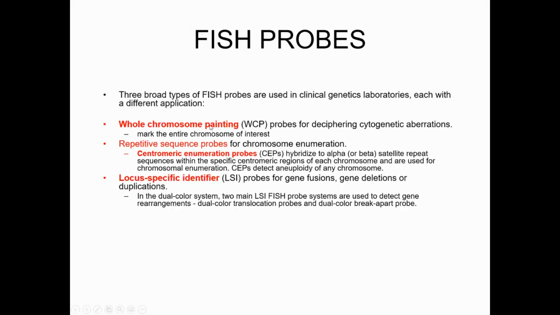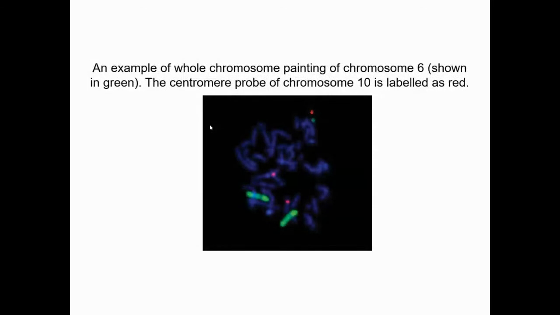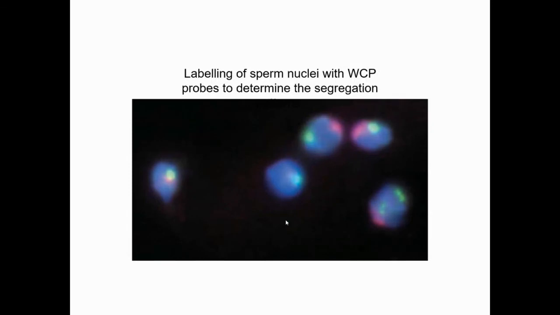The WCP is basically designed to mark the entire chromosome of interest. Like this is whole chromosome painting, like this in green. This is chromosome number 6. And this is also labeling sperm nuclei with a WCP probe to analyze the sperm chromosome segregation.